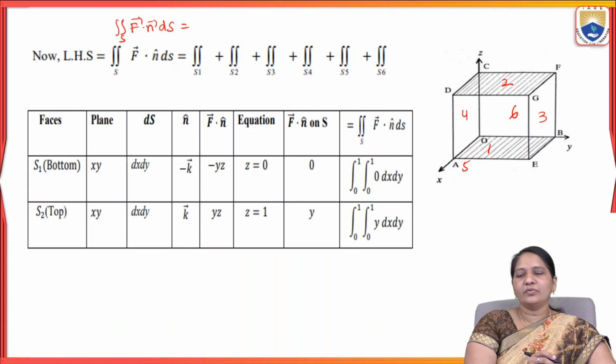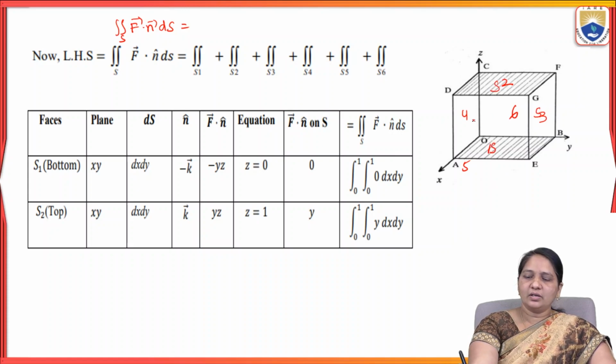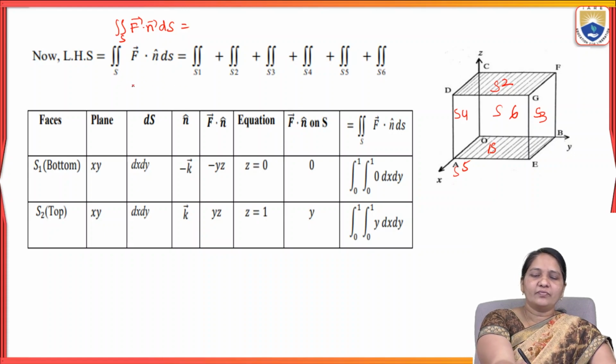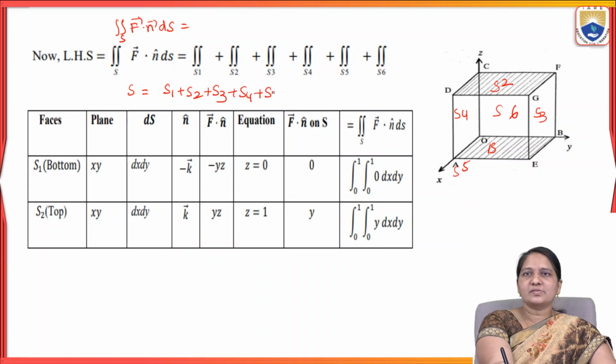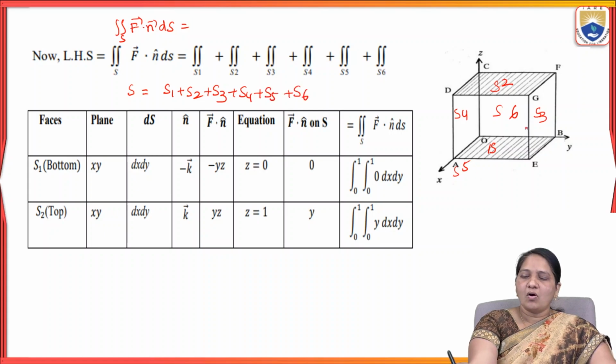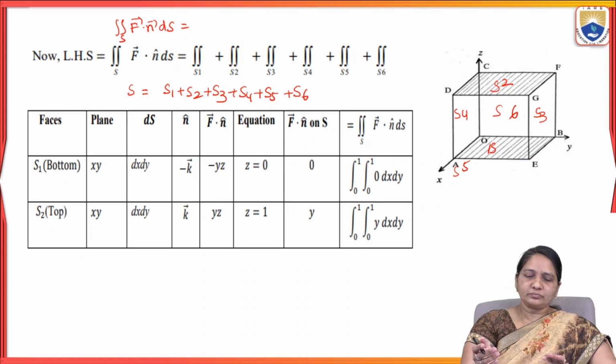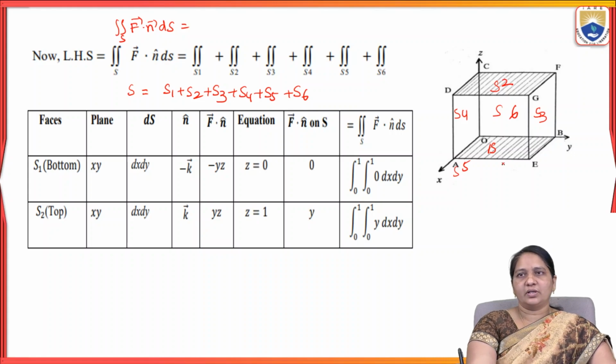That means this integral value we have to calculate for all surfaces. So first surface S1, second surface S2, third surface S3 and S4, S5 and S6. So this one we are going to calculate now. So S is equal to S1 plus S2 plus S3 plus S4 plus S5 plus S6, that means all surfaces. Then only it will become the cube. So now first we are taking S1. S1 is the bottom.